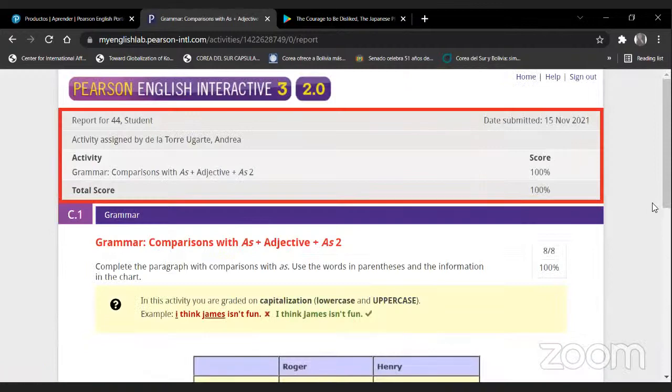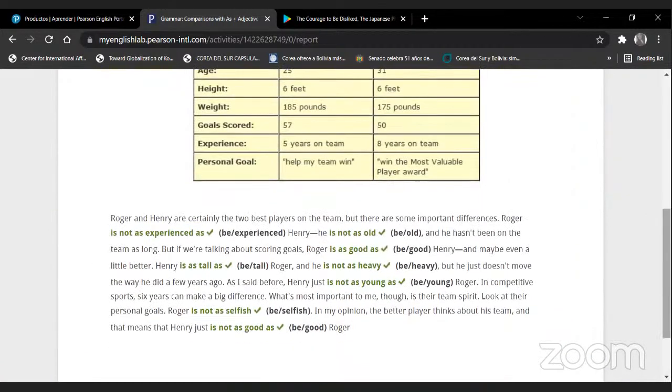Perfect. Now there is not any mistake, right? Very good. So maybe do you have some question about this grammar, Gabby? No, it was very good. I have a doubt about this, but it's clear now. I understand it. Okay, perfect. So now with this grammar, we finish all unit 1, okay?